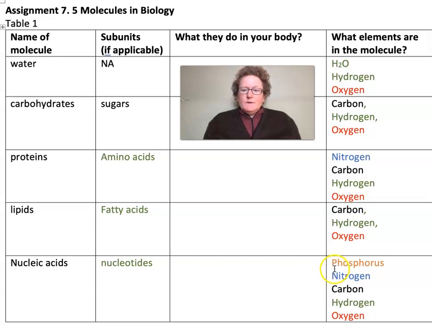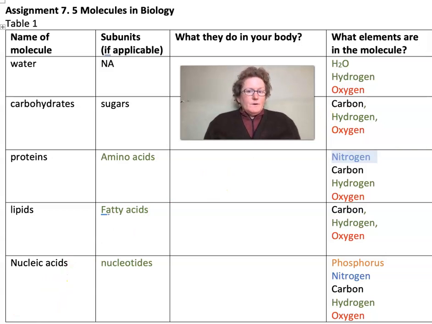You can see that the nucleic acids are a little more complicated in what elements are in the molecule. They include phosphorus, nitrogen, carbon, hydrogen, and oxygen. So they're like carbohydrates with carbon, hydrogen, oxygen with nitrogen and phosphorus added. You'll notice that proteins are like carbohydrates, except they have one extra element. They have nitrogen, which is very important. And that's what makes the amino group, and that helps the amino acids bond to each other.